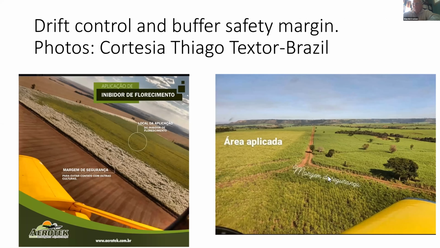Drift control and buffer safety margins. Can we apply with an aircraft without causing drift? Yes. Here's 2 examples from a good friend of mine in Brazil applying ripener to sugarcane. You can see the area that was treated and the buffer margin, there's clearly 50, 60 feet there, untreated, very dramatic, precise application.